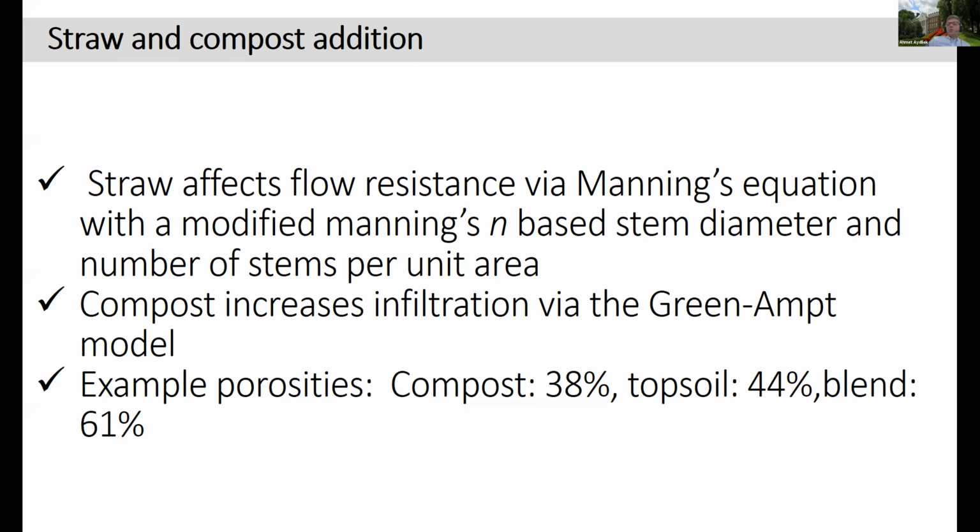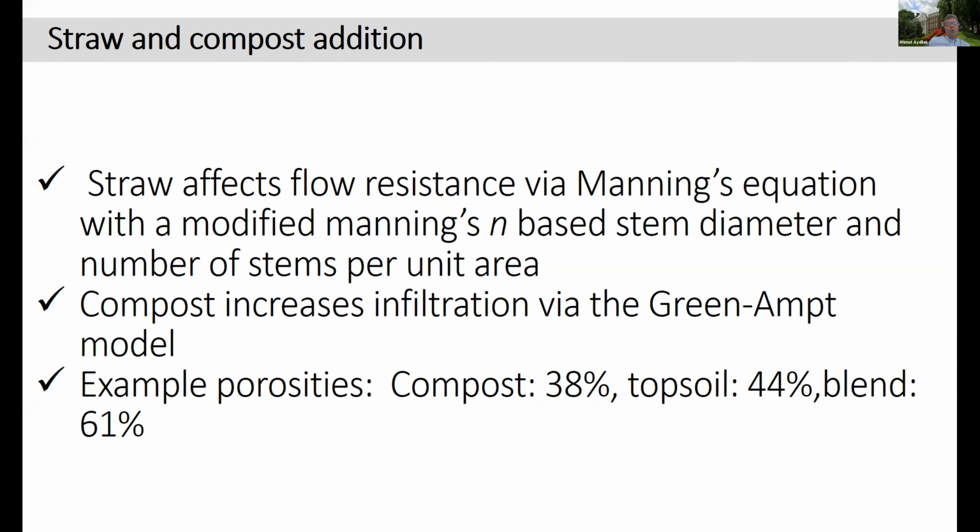The result here is straw provides flow resistance via Manning's equation, as we said, through the n value in the Manning's equation. And that is based on the stem diameter and number of stems per unit area. So that was nice to be able to apply that. Compost increases infiltration. That was evident from the geoenvironmental model. And as I mentioned before, compost provides higher infiltration, that was related to porosity.